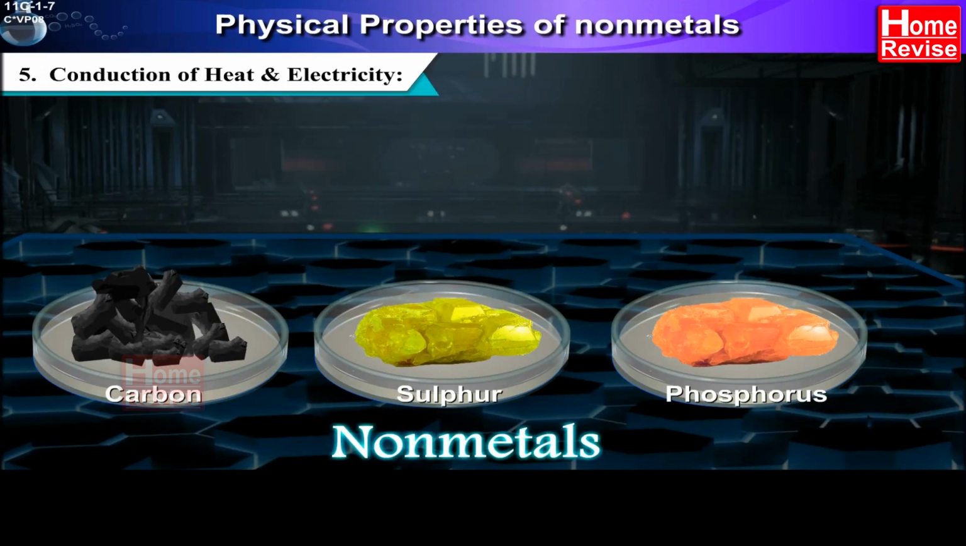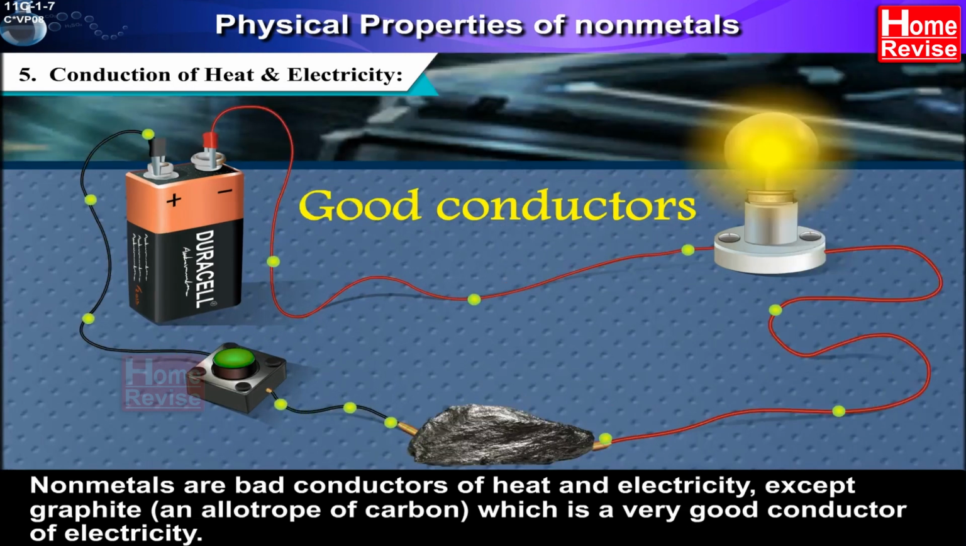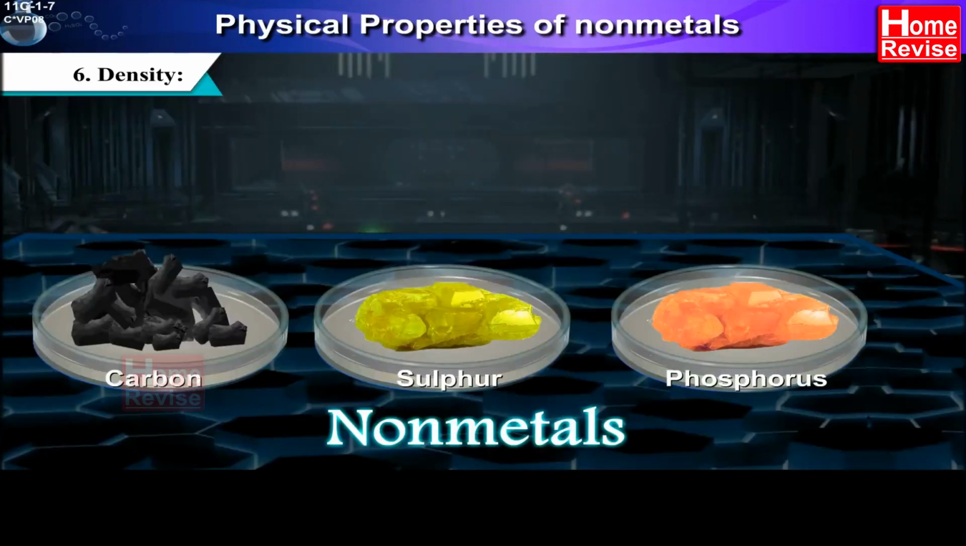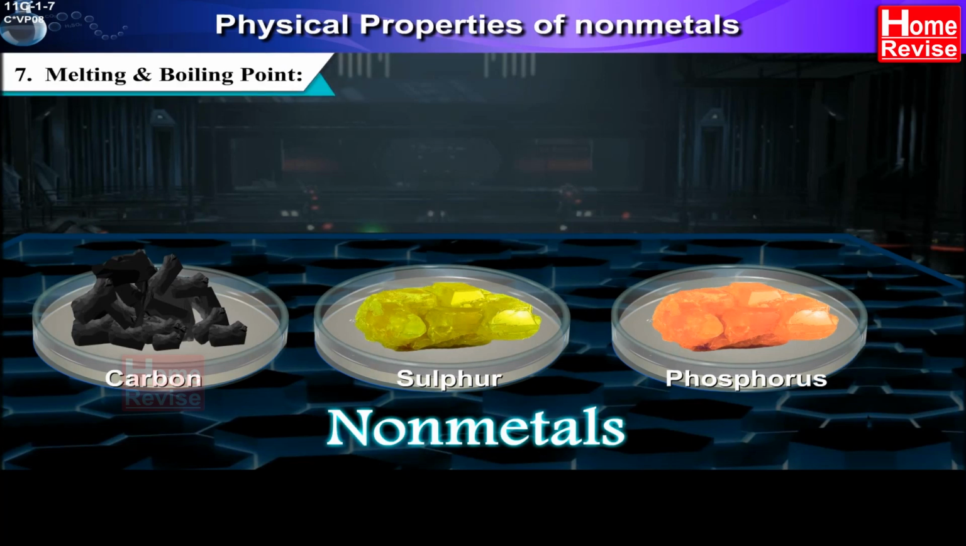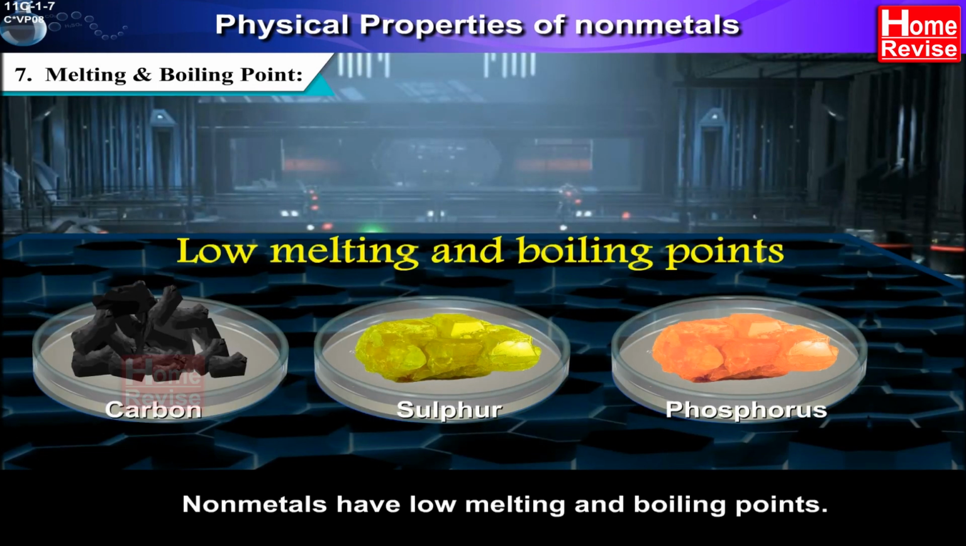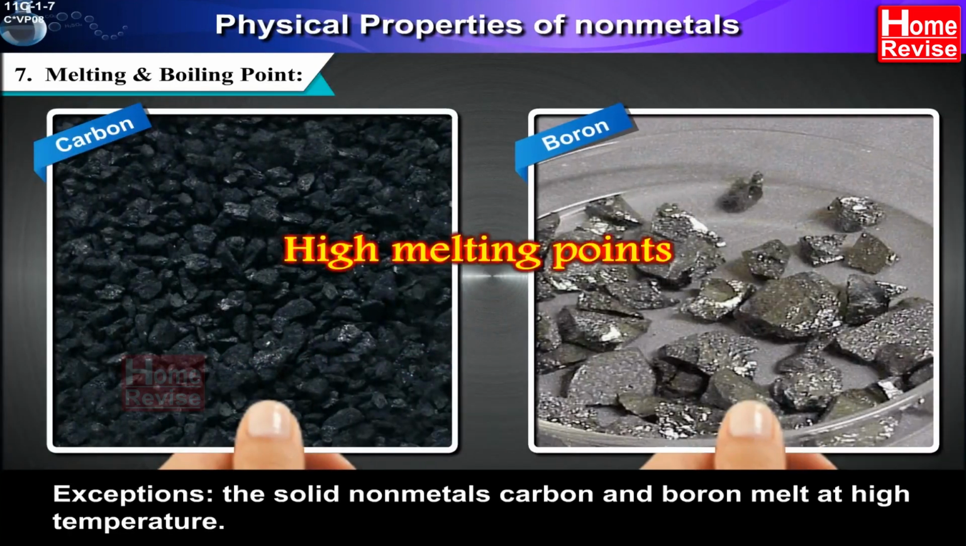5. Conduction of heat and electricity. Non-metals are bad conductors of heat and electricity, except graphite, which is an allotrope of carbon and is a very good conductor of electricity. 6. Density. Non-metals have low densities. 7. Melting and boiling point. Non-metals have low melting and boiling points. Exceptions: the solid non-metals carbon and boron melt at high temperature.